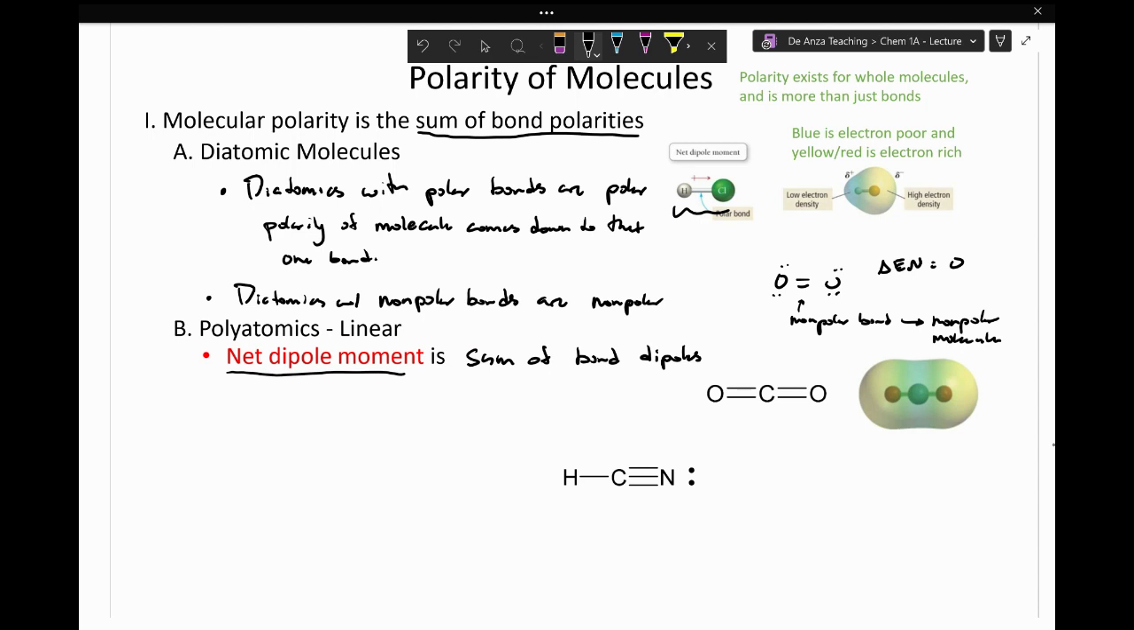And so we're going to see 2 different cases. In the one case, if the dipoles point in opposite directions, they cancel out.